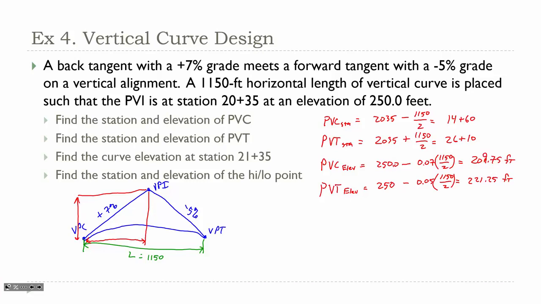So now at station 21 plus 35, we want to find the elevation on the curve itself. Before we can do that, we have to determine what x is. We find that by taking 2135 minus the station of our PVC. What did you say it was? So 675 feet. Is this on the left side or the right side of the VPI?